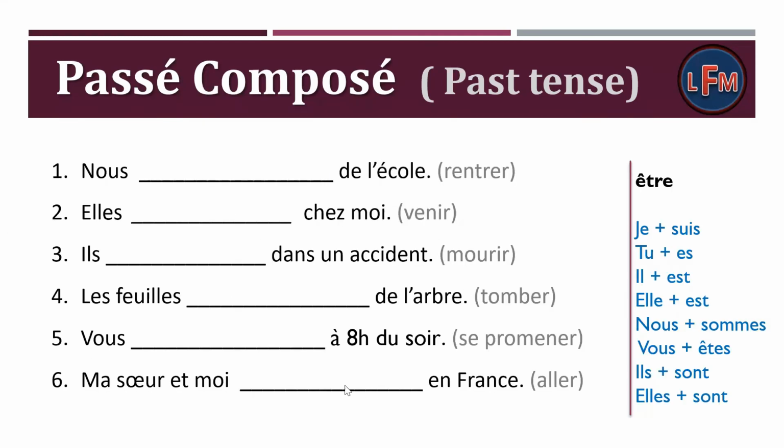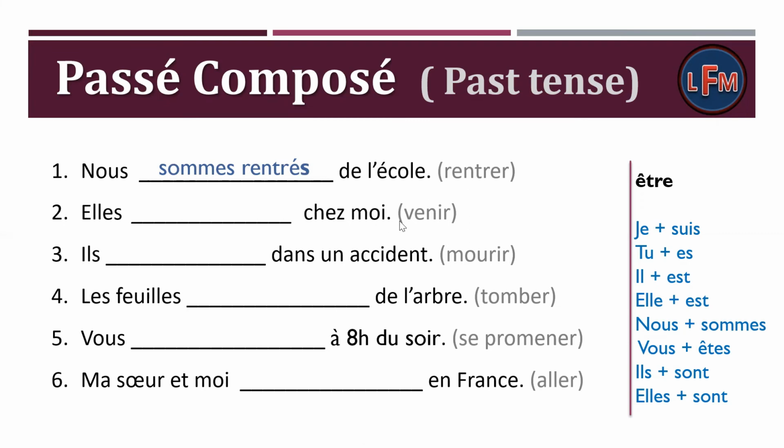Now let's make these sentences in the past with être. So I have written the être verb for you to do it easily. First one is nous dash de l'école. The verb is rentrer. So first we take the auxiliary verb être with nous, which is sommes, and the participe passé of the verb, which is rentré. So nous sommes rentrés de l'école. Here we put an extra s as nous is plural. So nous sommes rentrés de l'école.